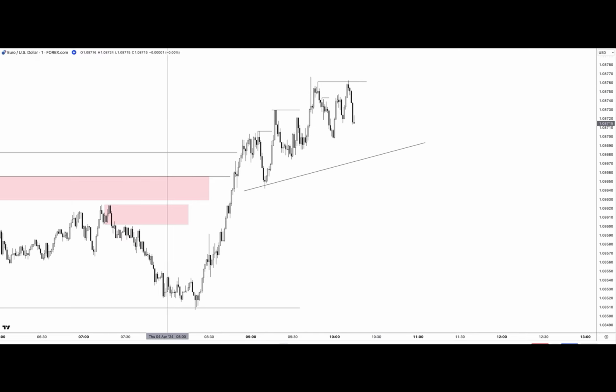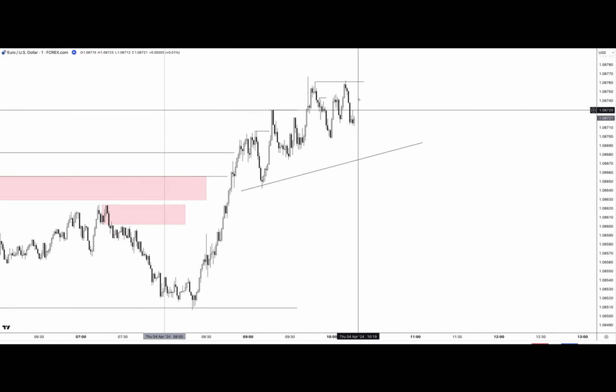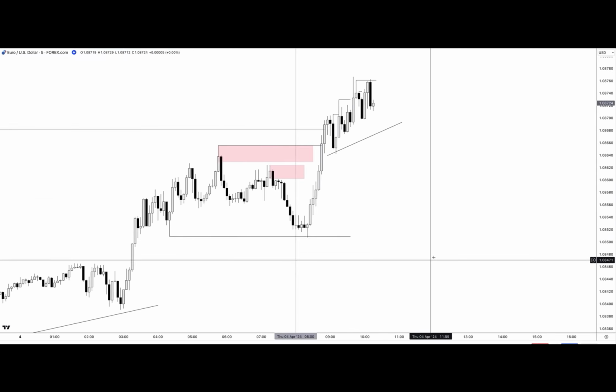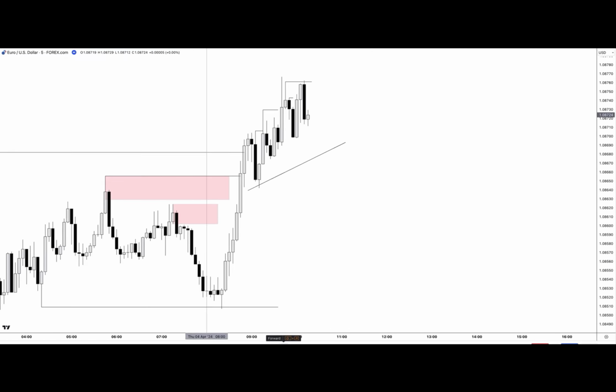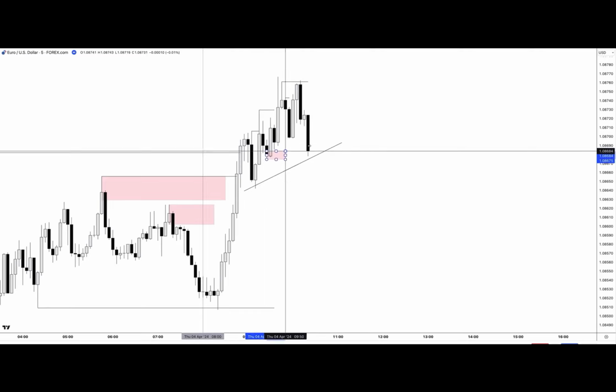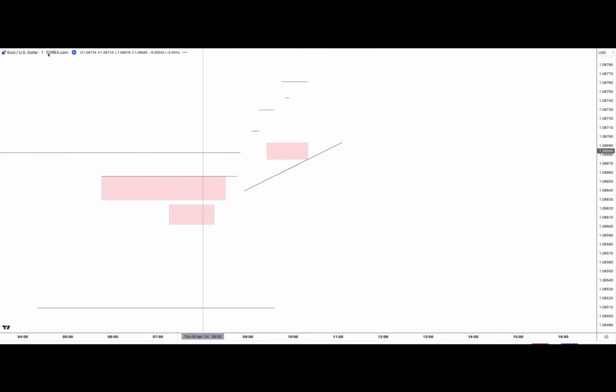As of right now, any entries would be quite aggressive. Going to the 5 minute, we can see what's going on here. I ended up taking my entry in the 5, so I'll stay on the 5 for now. Mark this out. I'm using the red box. It's just telling you guys essentially it's a trap.